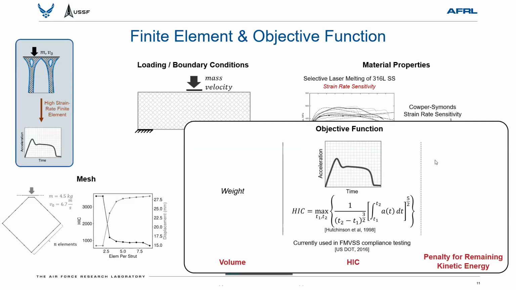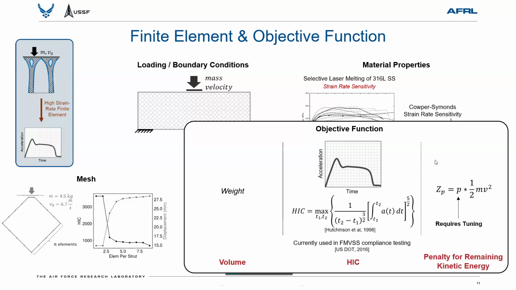There's the equation there. Essentially, it becomes a large value if you have a huge peak in acceleration or if the acceleration is sustained for a long period of time, and you want to minimize that. Side note, we had to include a penalty for designs that didn't actually fully dissipate the velocity of the moving mass. So some really thin designs, the mass would just move through them and keep right on going, which gives a good Hick value, but obviously doesn't dissipate the impact properly.